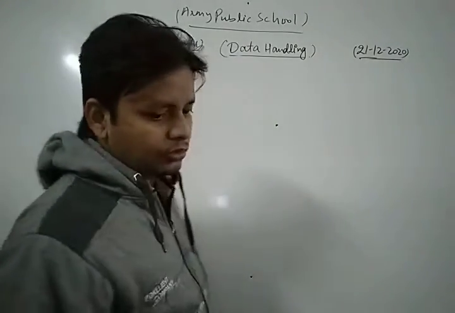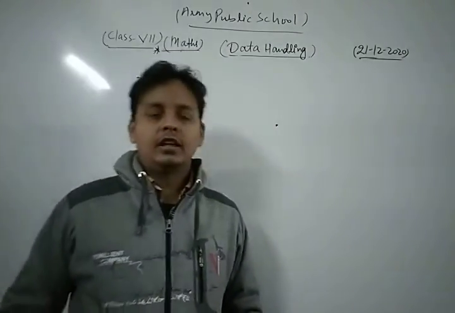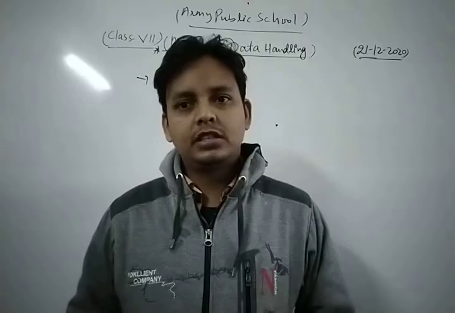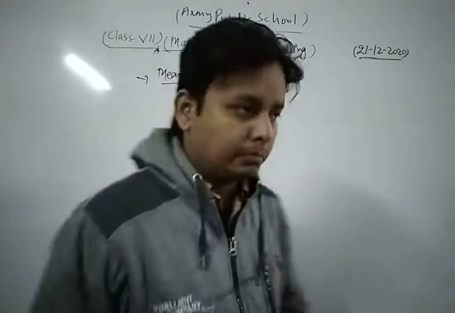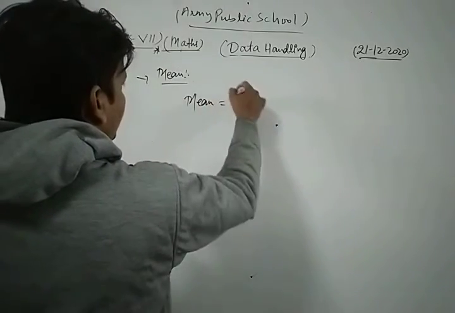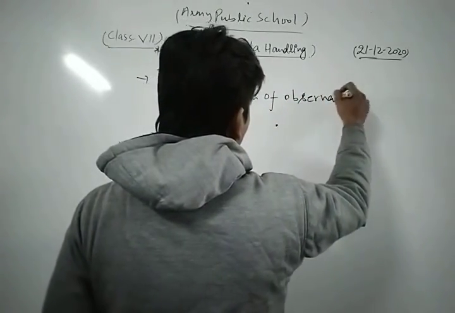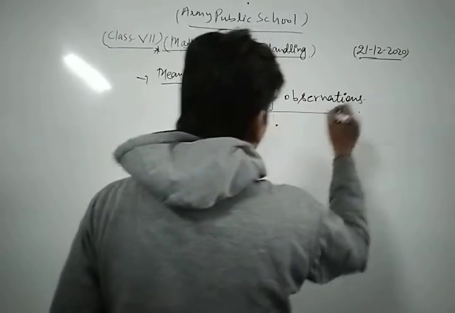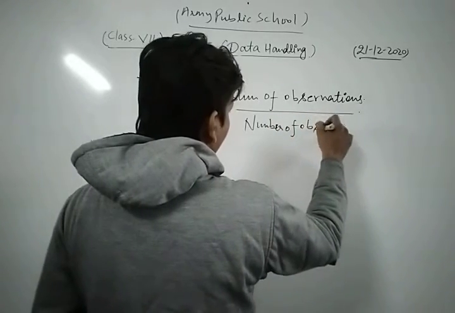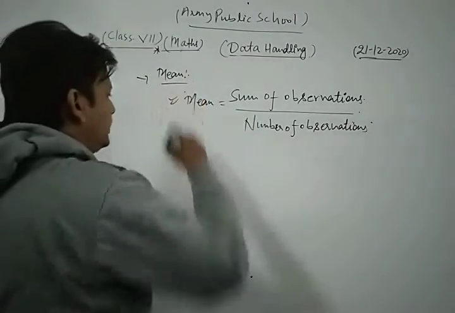Dear students, the mean is also known as the arithmetic mean. Means arithmetic mean and mean are both equal to each other. Okay, and dear students, the mean of any set of observations can be obtained by the sum of observations divided by the number of observations. In this way we can say that the general formula for mean is equal to what? Sum of observations divided by number of observations.